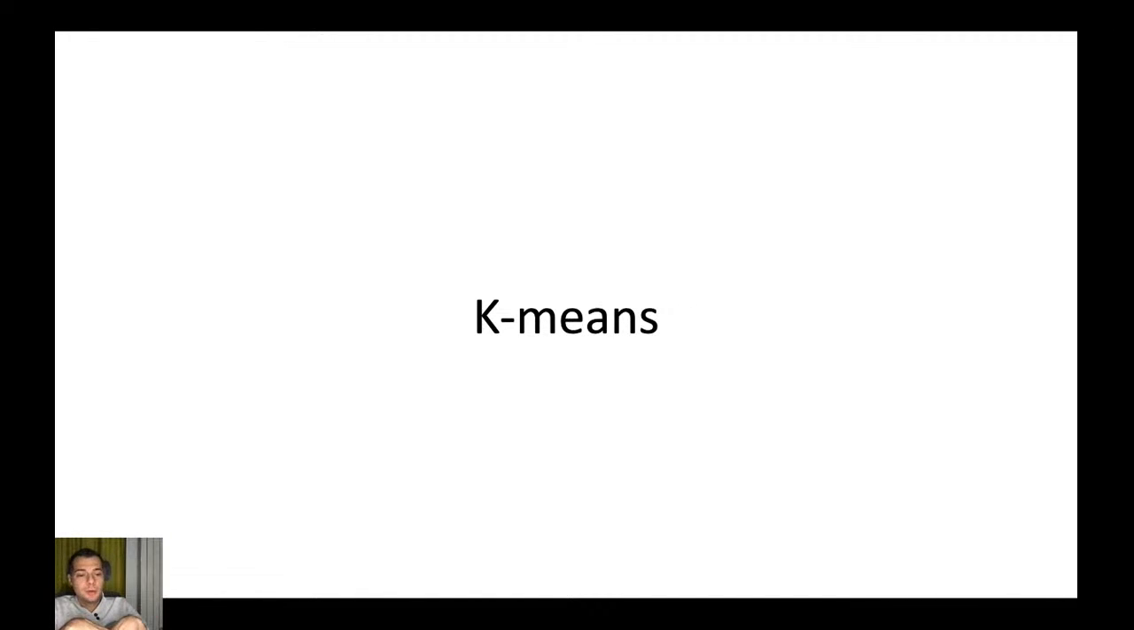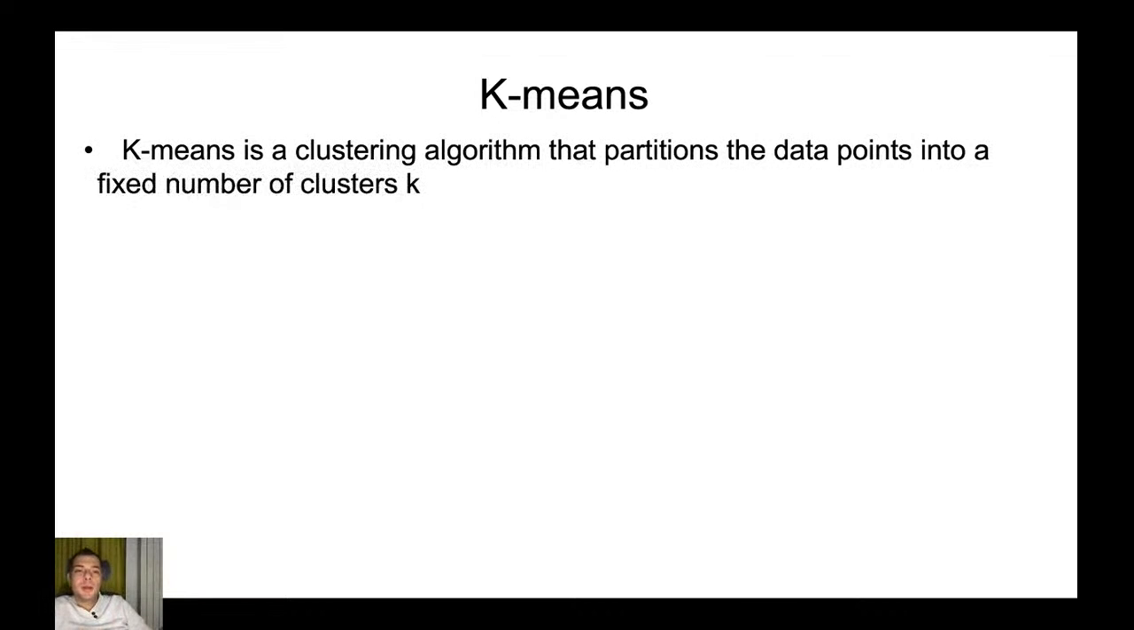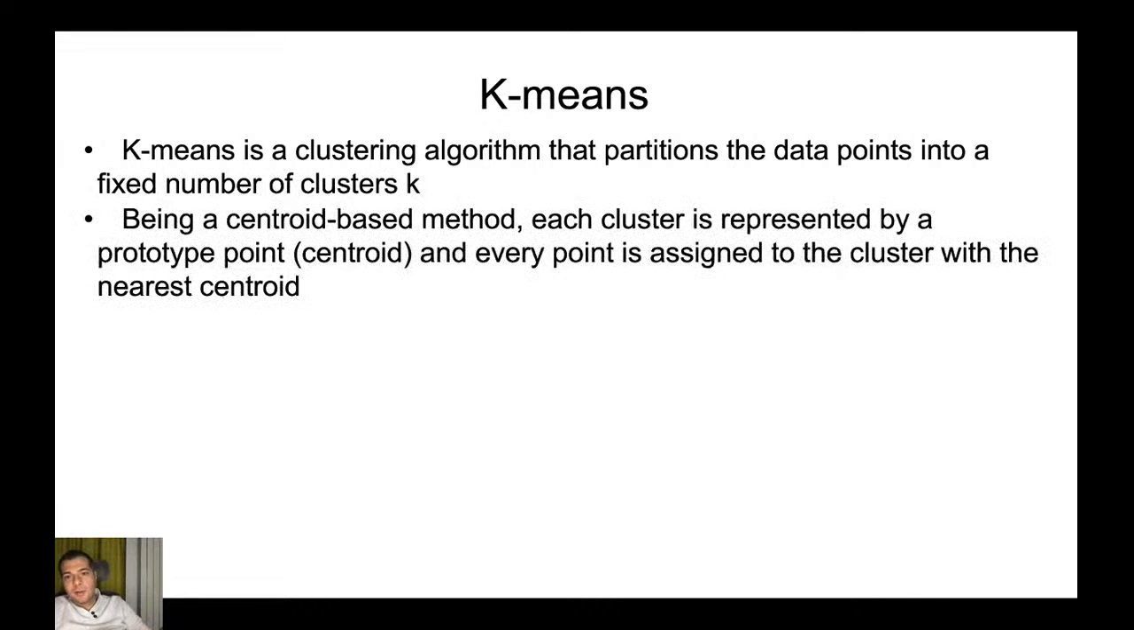So now we're going to discuss k-means. We had a brief introduction in the last lecture, but now we're going to discuss in more detail. We're also going to present why the algorithm converges to a solution for k-means. K-means is a clustering algorithm that partitions the data points into a fixed number of clusters k. First we're going to discuss the approach, and today we're also going to learn about ways to find the optimal number of clusters k.